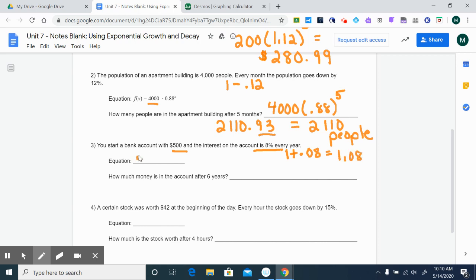Alrighty, so we're going to start off with 500. My growth factor is 1.08. I'm going to raise it to the x. Again, this is a skill that we did in Monday's video, and then Tuesday was practice. So now I'm going to take my equation, and I'm going to substitute in a 6 for x.